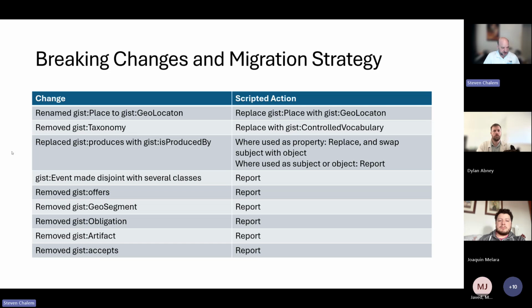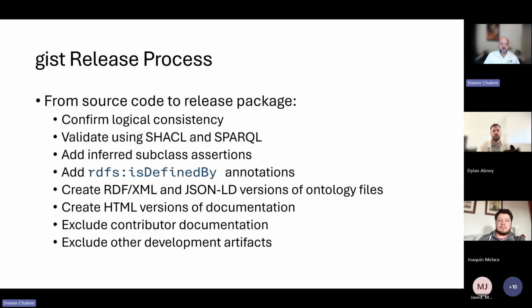All right, so I wanted to talk just a little bit about the release process. If you take a look at the GIST repository in GitHub, you'll see that it's fairly close to what's in the release package. So the things that actually happen in going from that source code to the release package: we run some checks on it. These checks are also run throughout our development, but we do a final test of making sure that everything is logically consistent, that everything is syntactically following our rules.